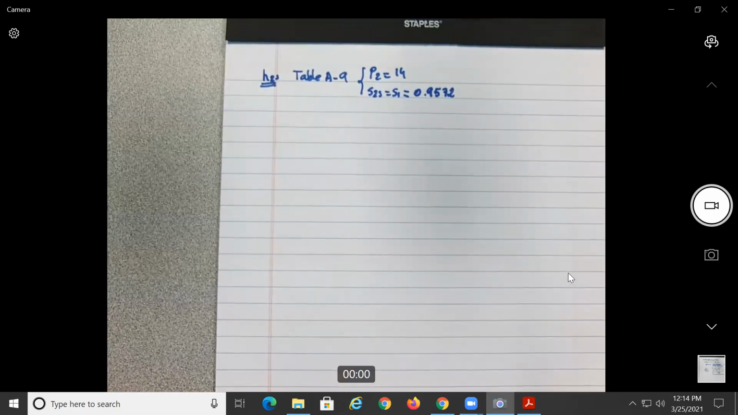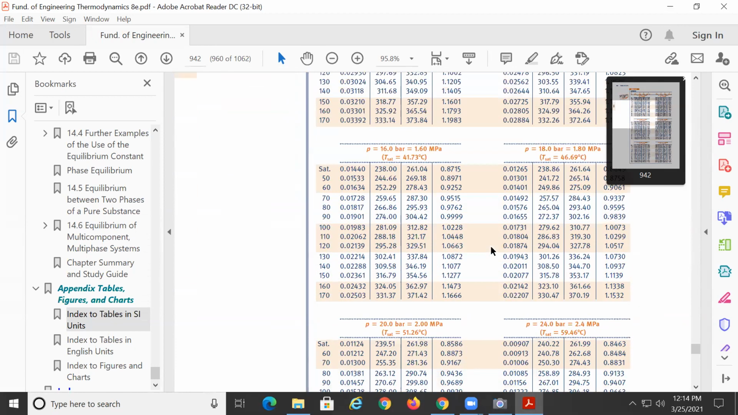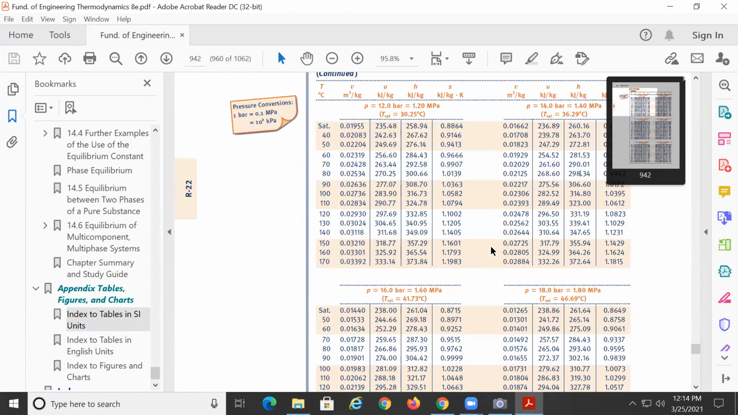So we need to go to table A9 and probably to do what? Interpolate. So we have 14. We go here to 14. Where is 14? It's right here.